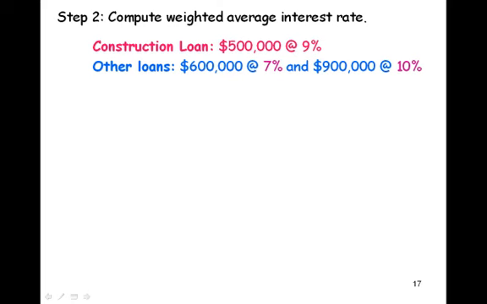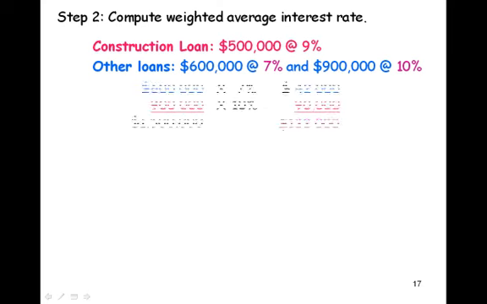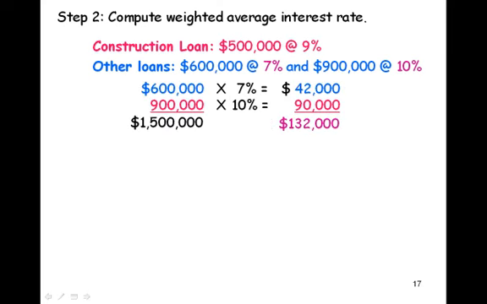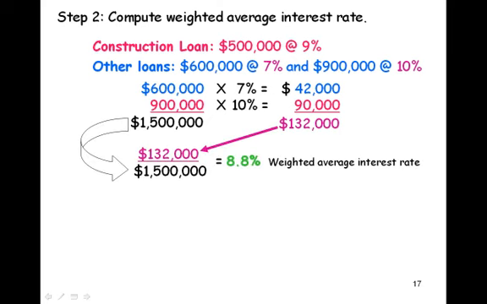For these 2 loans, we need to compute a weighted average interest rate. To compute the weighted average, find the total interest for these 2 loans. Next, divide the $132,000 interest by the total principal of the loans to find the weighted average of 8.8%.